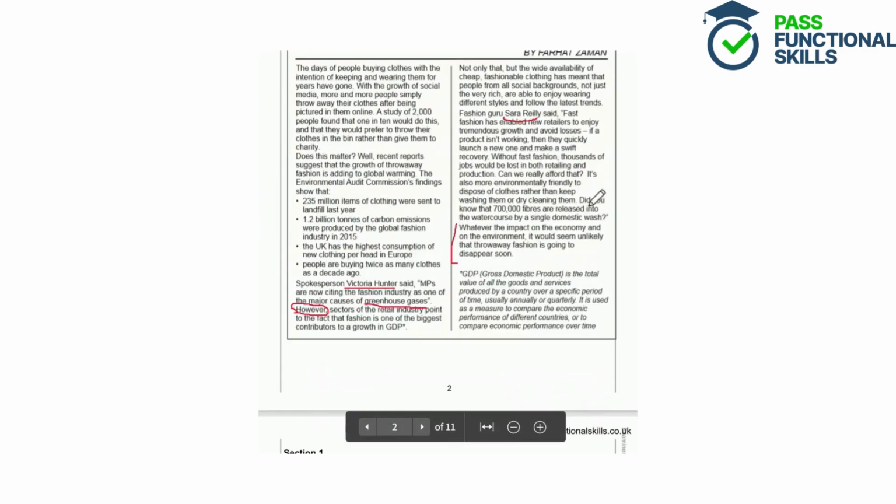So if we go up to the text, we can see Sarah Riley's contribution here. Fast fashion has enabled new retailers to enjoy tremendous growth and avoid losses. If a product isn't working, then they quickly launch a new one and make a swift recovery. So we've got swift and quickly here. So it's suggesting that fast fashion means that things can just move on quickly, and that's not necessarily a negative thing.